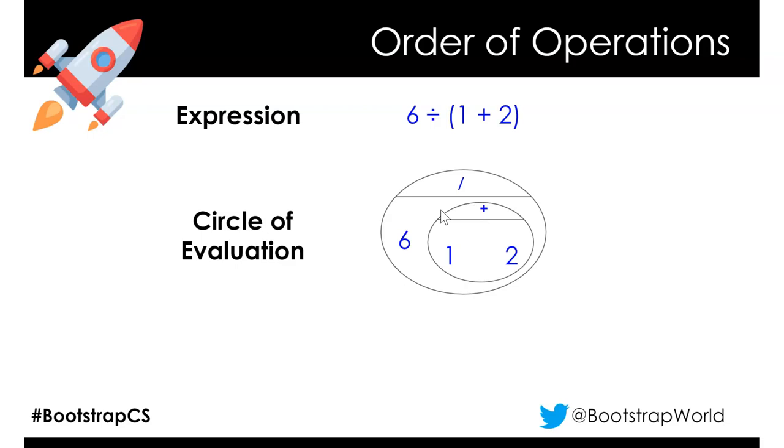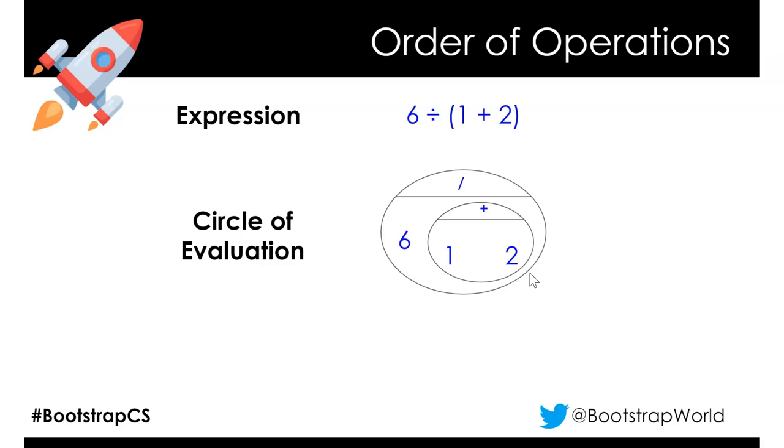So when we think about code, coming from the top, open paren, slash, then the next thing is the 6. Then the next thing is going to be a paren. And then starting from the top, we have the plus, 1 and 2. And then we go out of this circle. So we'll close that paren, out of this circle and close that paren.